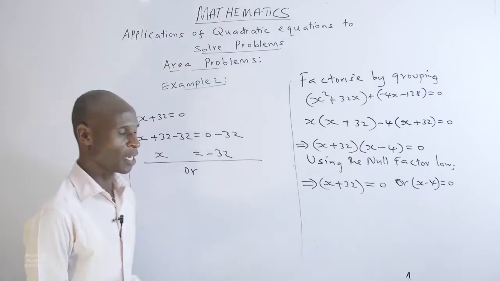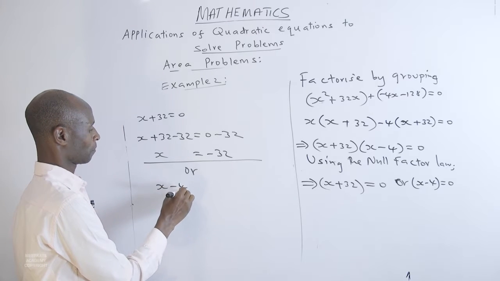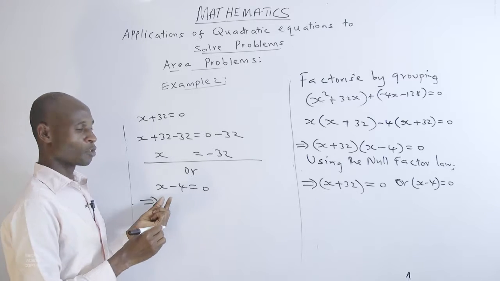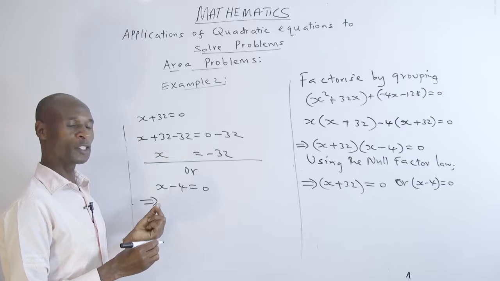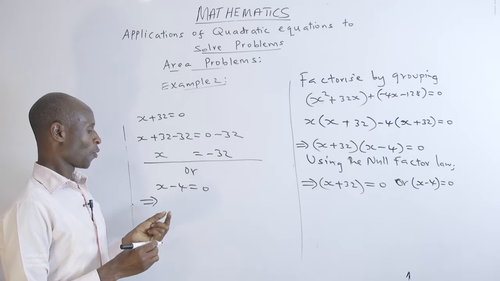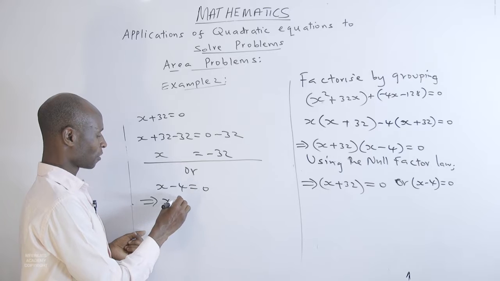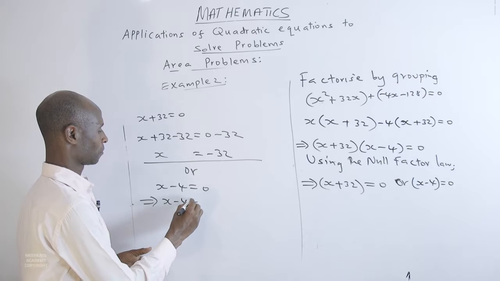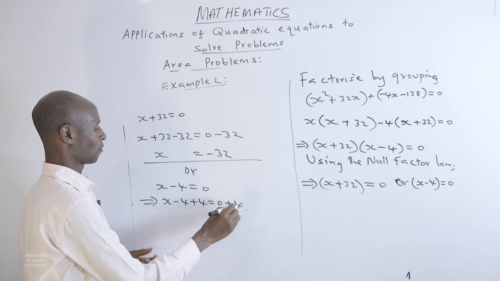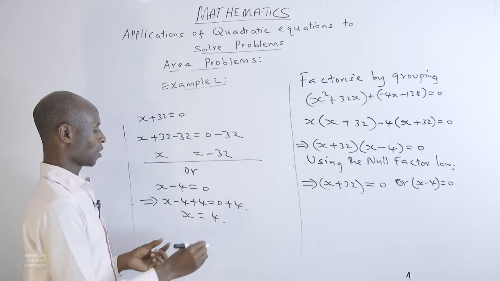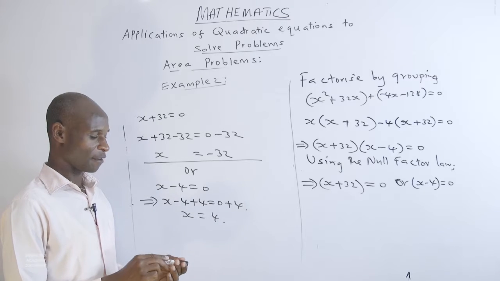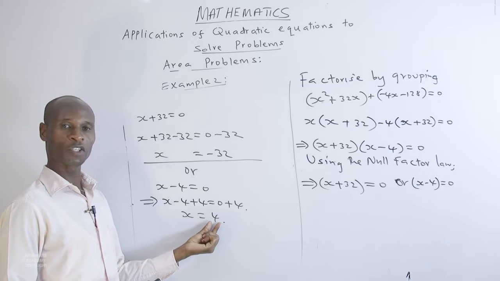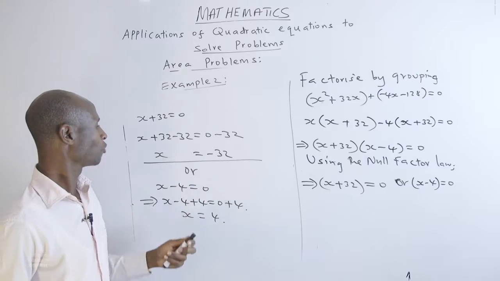Or, if we pick the second linear factor, x minus 4 is equal to 0. To find the value of x, what do we do? We add 4 on both sides. If we add 4 on both sides, on the left-hand side, we shall remain with x. Then on the right-hand side is 0 plus 4, which is 4. So basically, we have two values of x.